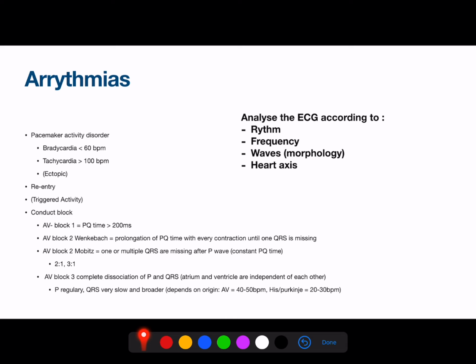So the next pacemaker cells are the Purkinje fibers. The Purkinje fibers, unfortunately, only make a rhythm of 20 to 30 beats per minute. So it's very slow. The patient is mostly very unstable and has a severe bradycardia. And AV block third degree is always an emergency.